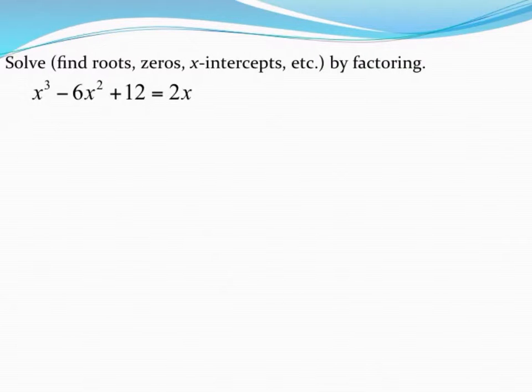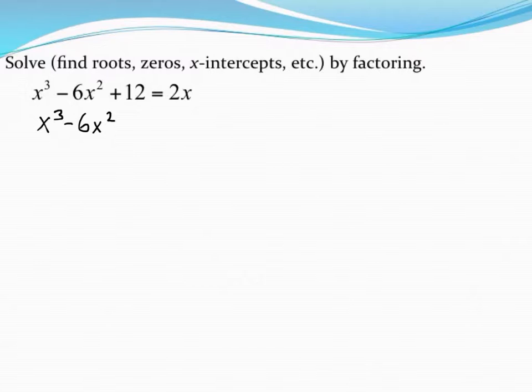All right, let's take a look at a third example. Again, feel free to skip around in this video if you don't want to watch all the examples. As we've been saying, don't even bother factoring unless you're equal to 0. In this case, I was not equal to 0, so I need to subtract that 2x over.